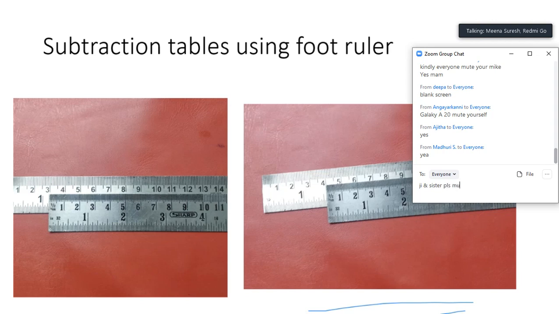Now I have shown you 10 minus 7. So 10 and 7 are in one line. And the answer is above 0 on the bottom scale, the scale above. Can you see? I hope you are able to see. So yes, you have to do subtraction tables of 10, 9, 8, 7, 6 like this. 5 and below we generally don't do, because children get it naturally.